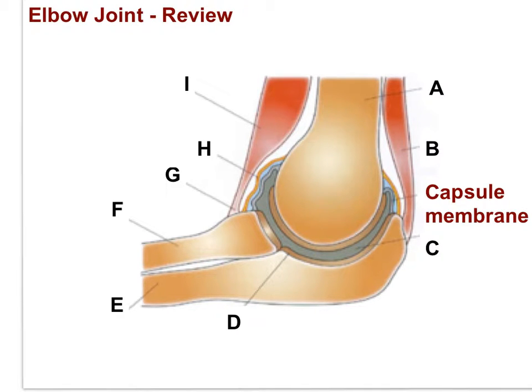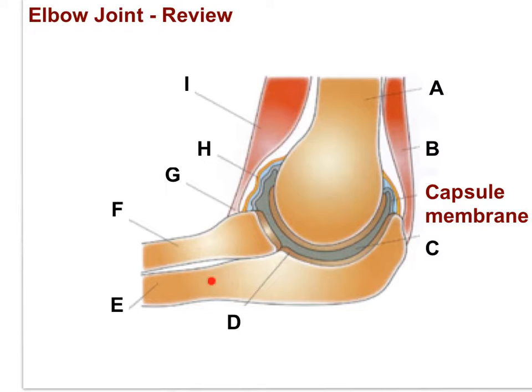You can turn the movie off now or follow along with me. A is the humerus, the upper arm bone. B is the triceps muscle, the extensor, extending the forearm. You can see the capsule membrane here. C is the synovial capsule with the synovial fluid. D is the cartilage that lines the ends of the bones. The synovial fluid and the cartilage reduce the friction that occurs when bones articulate against one another during motion.